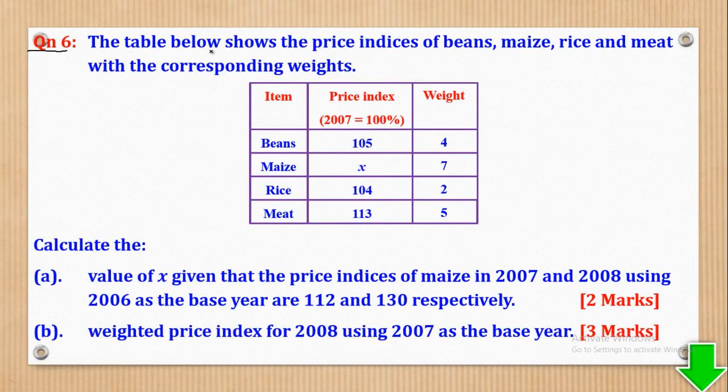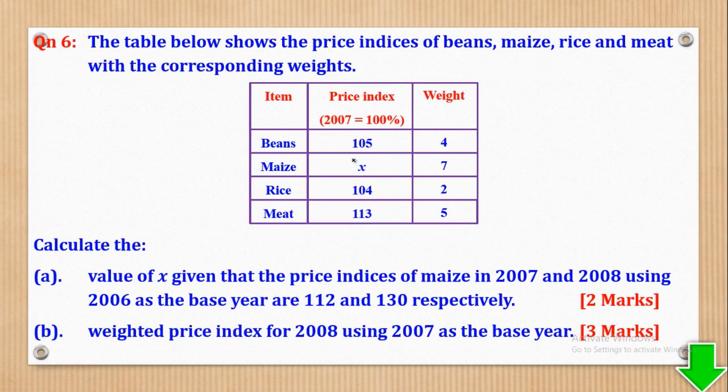Question 6 says the table below shows the price indices of beans, maize, rice, and meat with the corresponding weights. So these are the price indices and these are the weights. Now what you should realize is that these price indices have already been multiplied by 100 because they are in hundreds. I think you can see 105, 104, 103, meaning that these ones were already multiplied by 100. In other words, the formula used to get this one was price of current year over price of base year multiplied by 100. So they were already multiplied by 100.